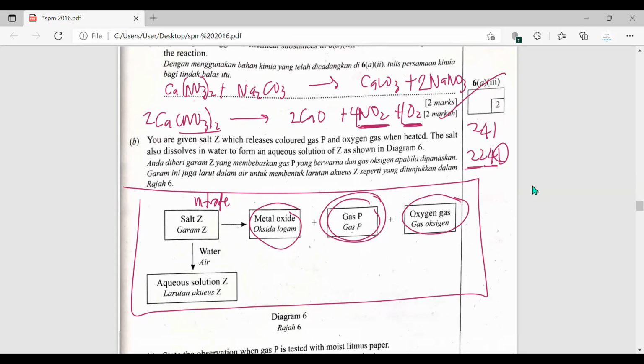Okay, if I have nitrate here, Taran, what is my gas P? Taran, what is teacher's gas P? Is it nitrogen dioxide? Very good. It is nitrogen dioxide. Now, I don't want to waste time. My salt X, when I add in water, I will get a solution which also contains nitrate. They never ask any other information, so we leave it.